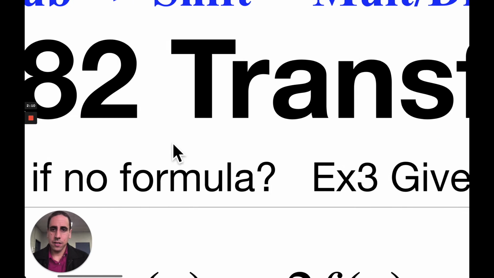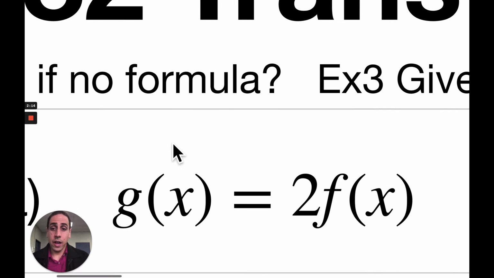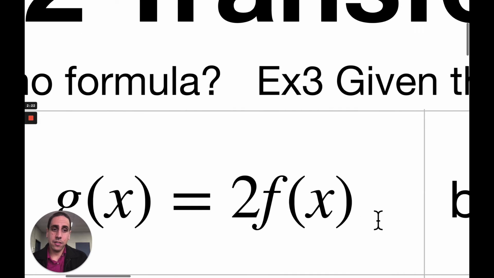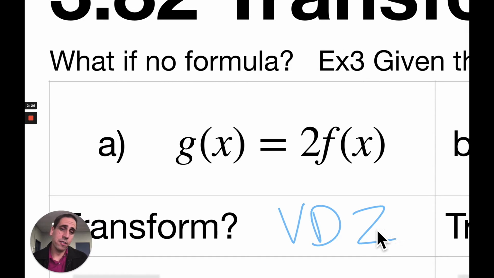So check this out. g of x is, I just showed you a graph of f of x. That's the parent function. But what if we wanted to transform that to g of x defined by 2 times f of x? That would have to be a vertical dilation by a factor of 2, like we already talked about. Vertical because the 2 is outside, dilation because there's multiplication, and 2 is right there.